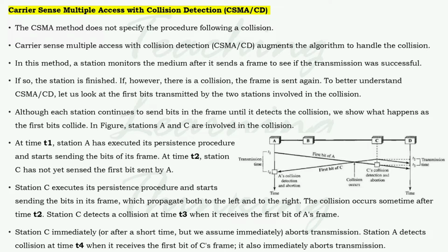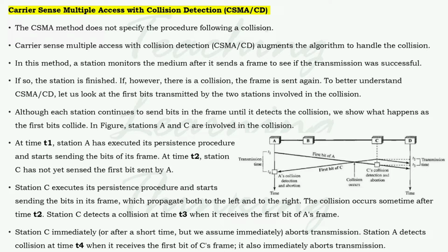Carrier sense multiple access with collision detection augments the algorithm to handle the collision. So this is an algorithm to identify where the collision occurs, that is, collision detection. In this method, a station monitors the medium after it sends a frame to see if the transmission was successful. If so, the station is finished. If, however, there is a collision, the frame is sent again.